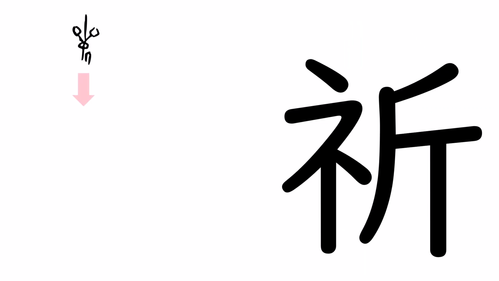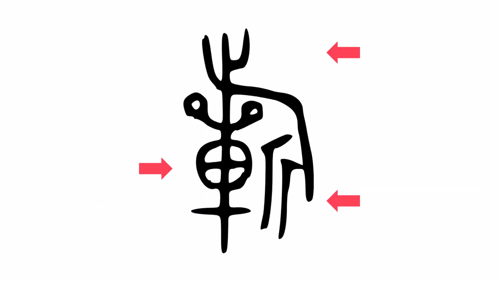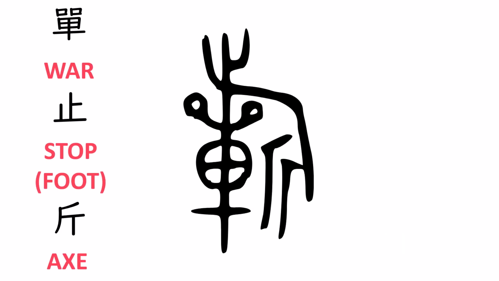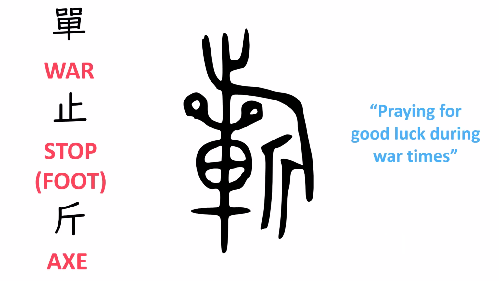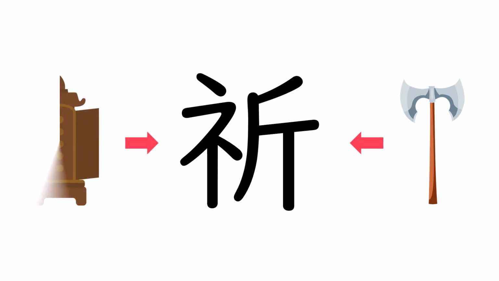Let's focus on a more spiritual kanji that allows us to have hope in this Japanese learning path, the kanji pray. To understand this kanji, we must look at its original shape, composed of 3 parts: war, foot, and an axe. All of these together would come to mean praying for good luck during war times. The kanji then got simplified and it still keeps the axe, which also acts as a phonetic character. On the left-hand side, it now has the radical for altar.